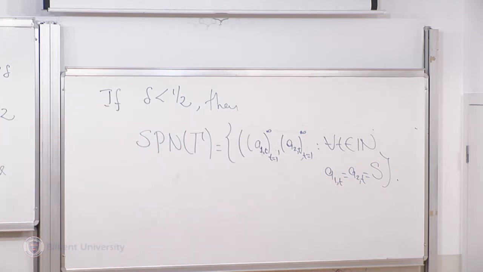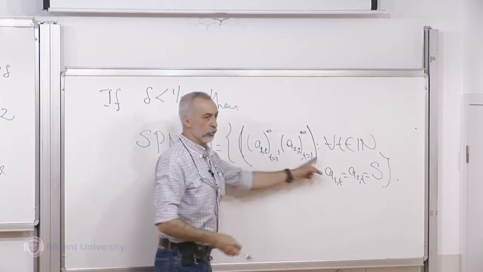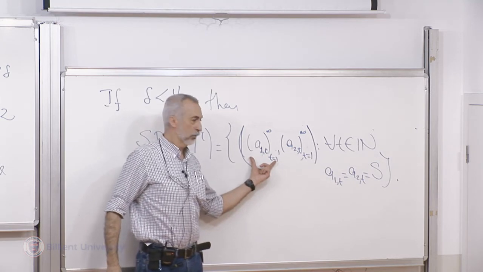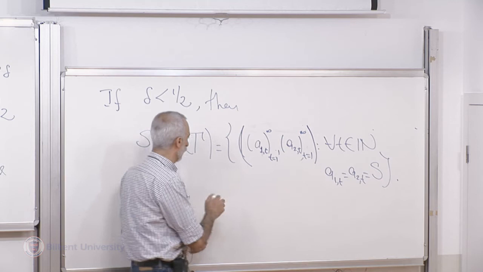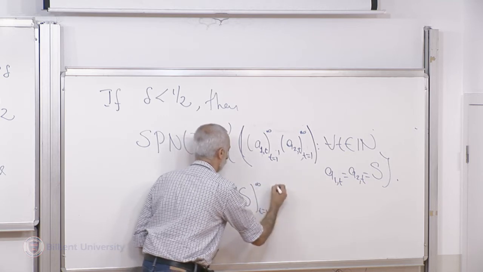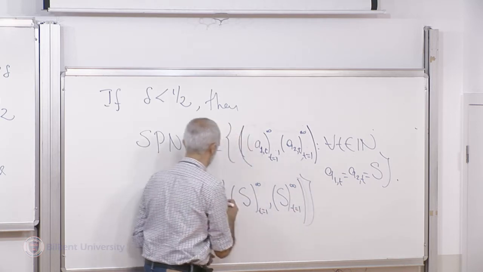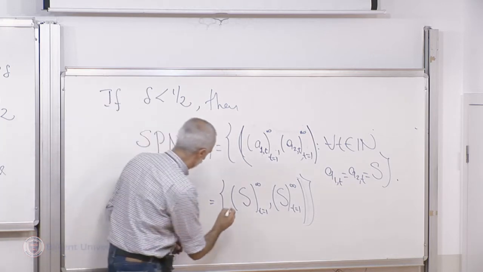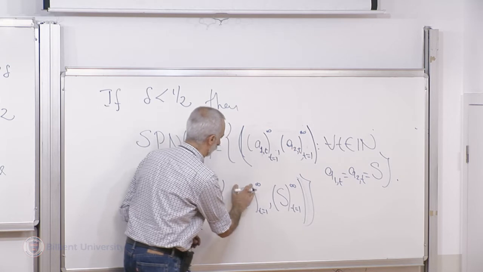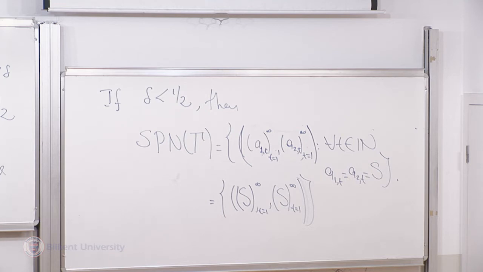Okay? So far so good? I forgot to close the bracket here. That's a profile consisting of a strategy of player 1 and a strategy of player 2. Or you could have just simply written S, t from 1 to infinity, S, t from 1 to infinity. Okay? So far so good? Any questions?